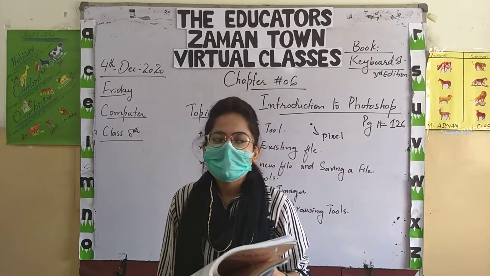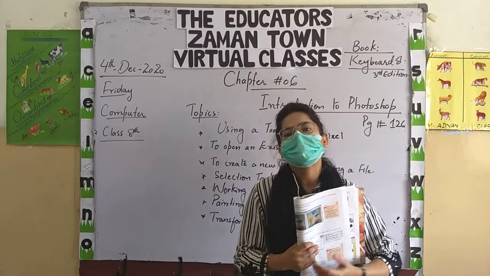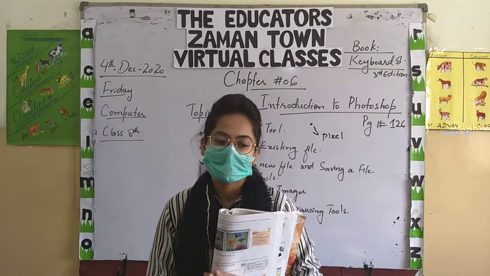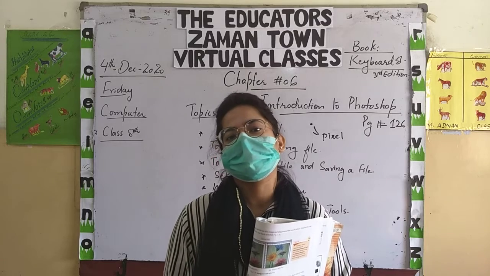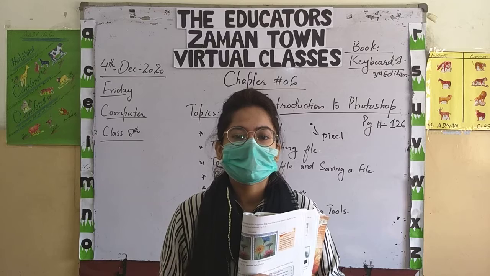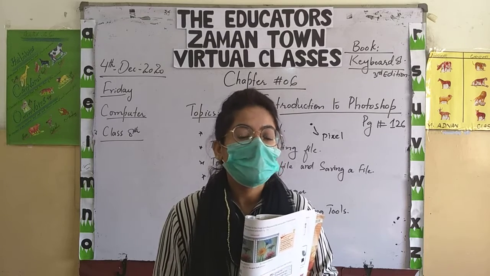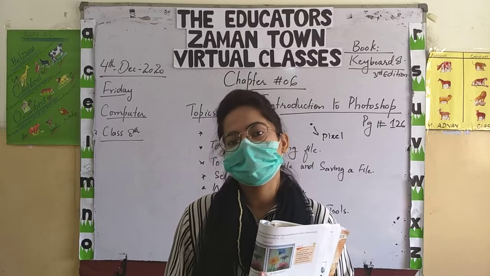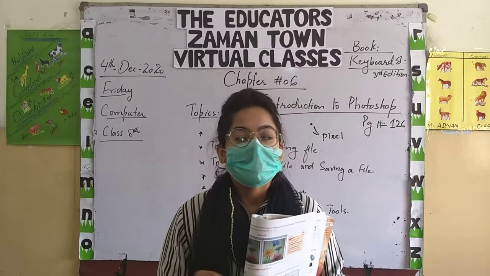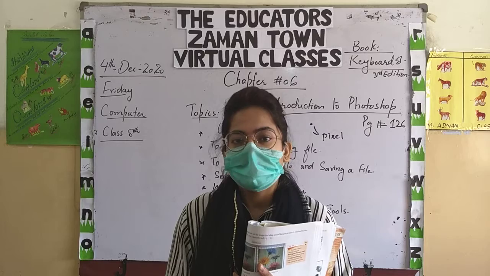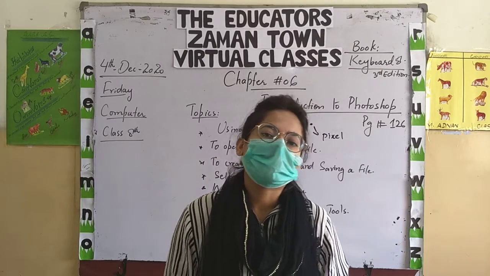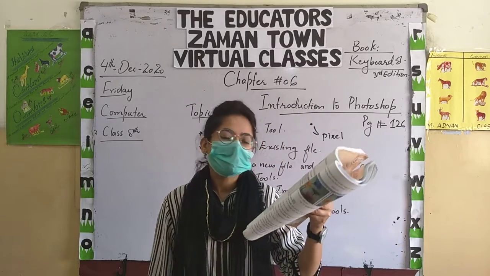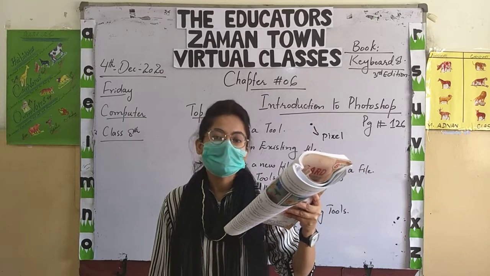What is meant by marquee tool? Marquee tool is used for making selection of geometrical areas. Like we have a rectangular area, that is a geometrical area. If I want to select any circular area, I will use the elliptical marquee tool. Then if I want to select any particular row, I will use the single row marquee tool. So the marquee tool provides us different geometrical selections.